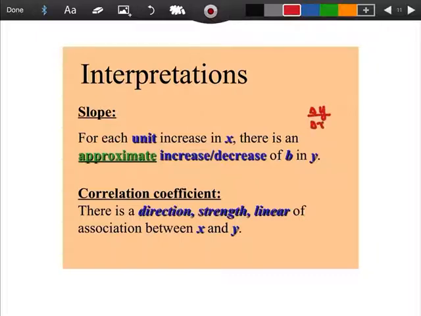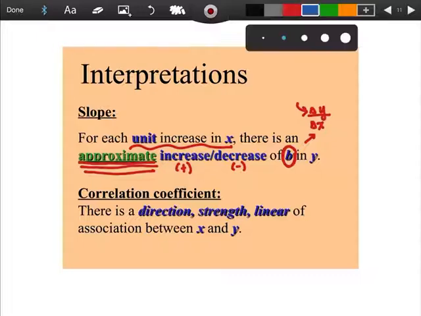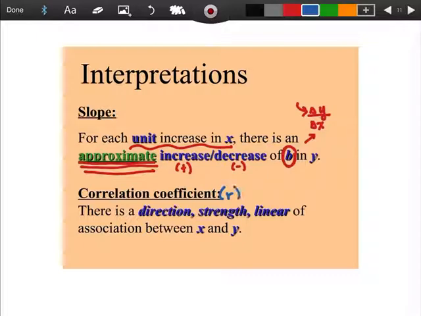When we look at slope, we're looking at a ratio. Remember, change in y over change in x. For every unit increase in x, the slope represents an approximate increase or decrease, increase if it's a positive slope, decrease if it's a negative slope, of the slope value in y. Now, it's going to make a lot more sense when we work a problem, but make sure that we understand this is an approximation. Not every point in my scatter plot follows the line of best fit exactly, so I need to make sure I include that word.